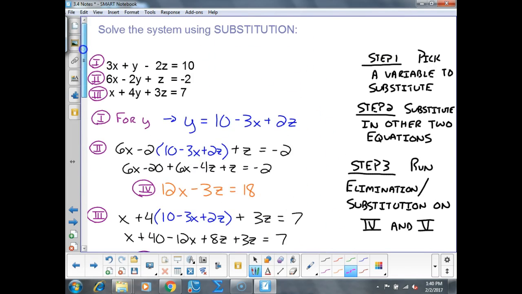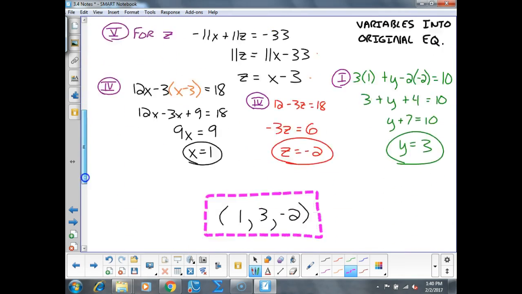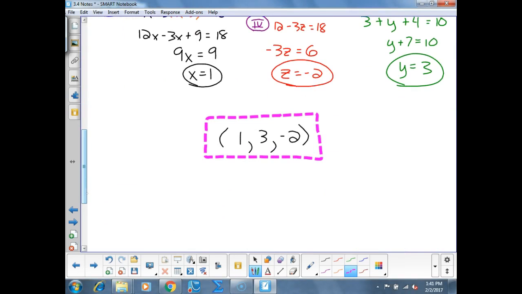Checking it. Way back up top. 3 plus 3 is 6. Minus negative 4 is 10. 6 minus 6 is 0. Plus negative 2 is negative 2. 1 plus 12 is 13. Minus 6 is 7. So it works out. Okay.